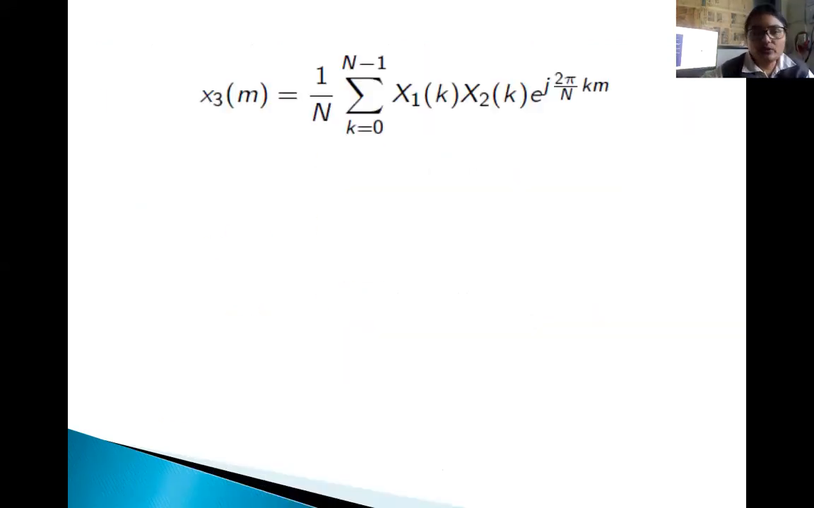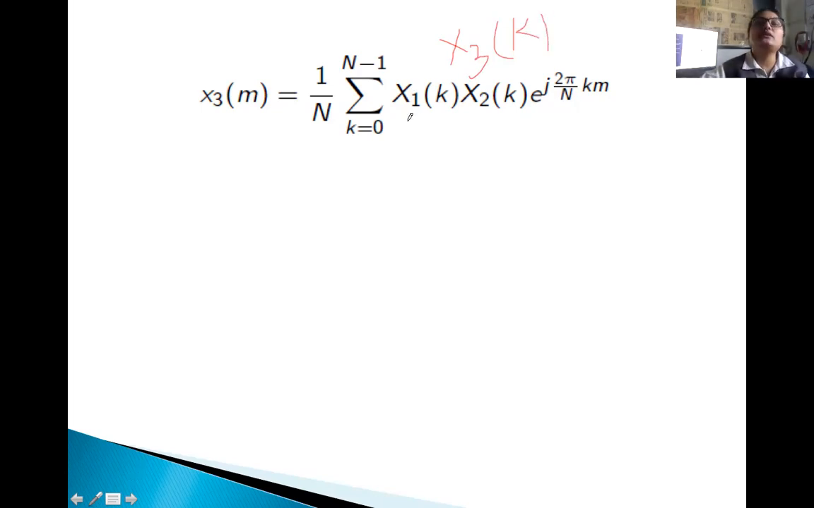x3 of m, here you can see that. What is x3 of m? x3 of m is 1 upon n summation x3 of K. The value of x3 of K is the multiplication of x1 of K and x2 of K.